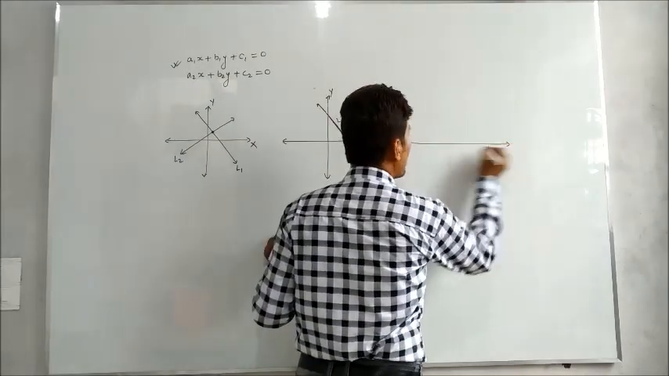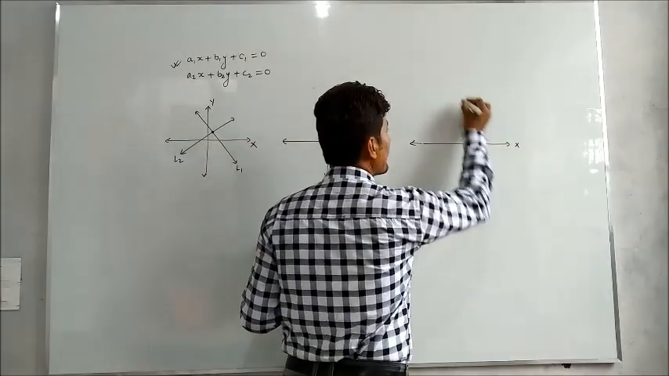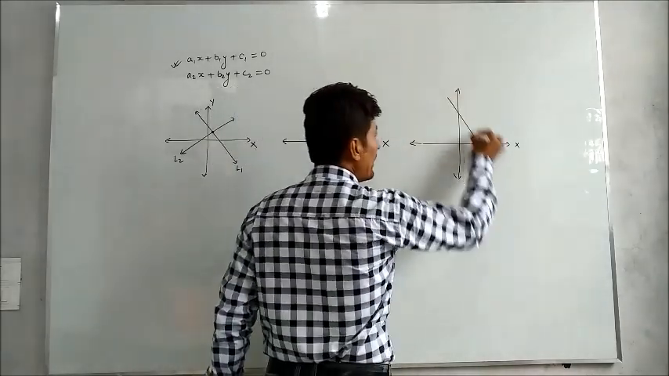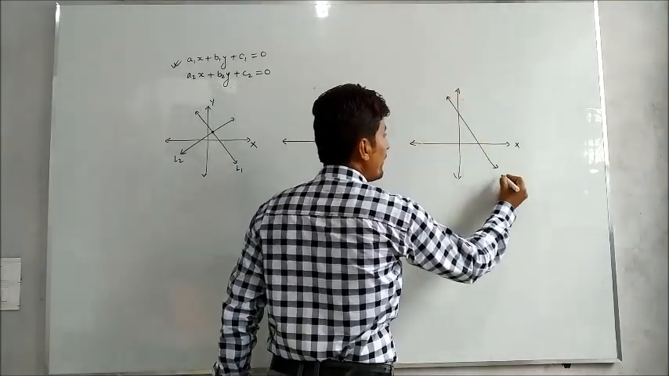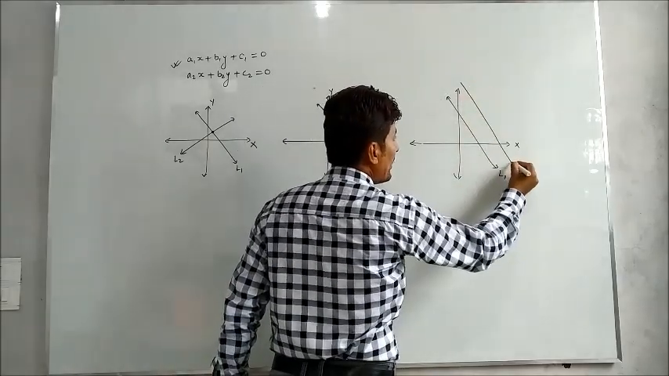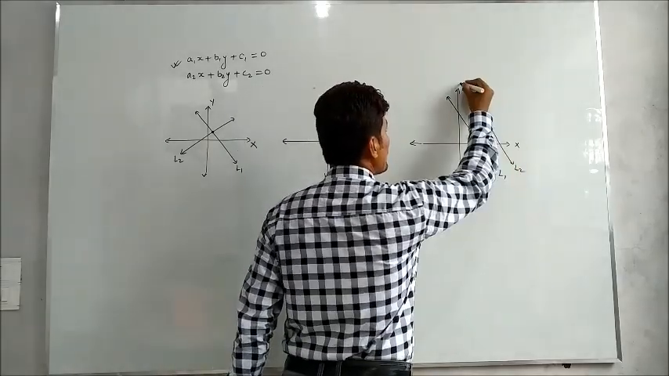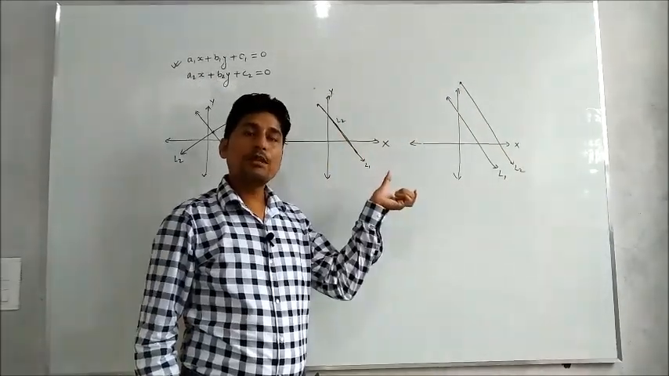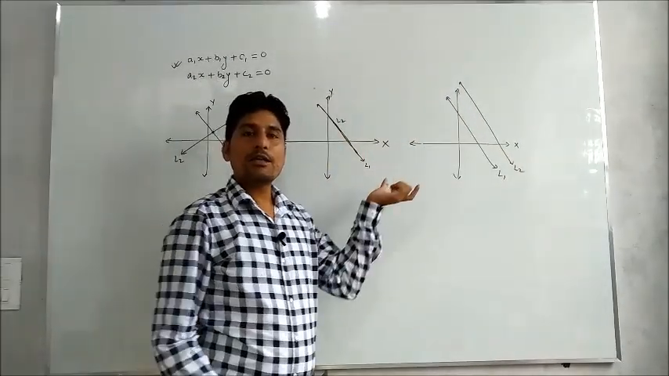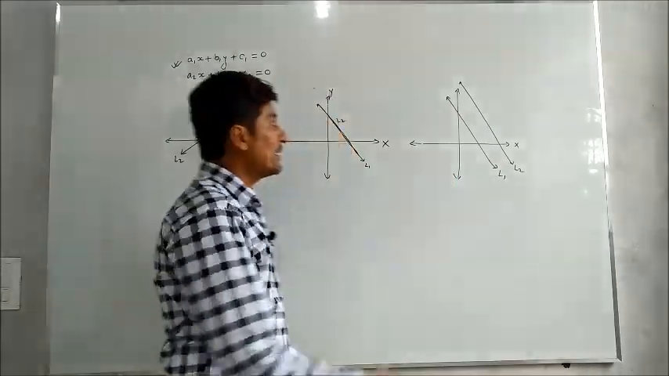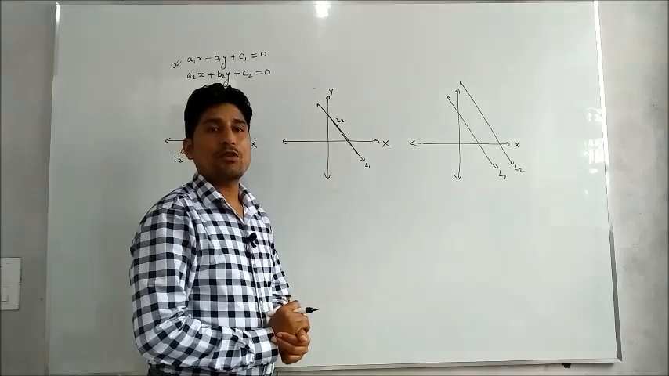Now let us see the third case. Suppose this is our x-axis while this is our y-axis. Suppose we are having line L1 for the very first equation while line L2 for the second equation. In this case, line L1 and line L2 both are parallel. Both are not intersecting each other at any point. Hence, they will not have any solution.